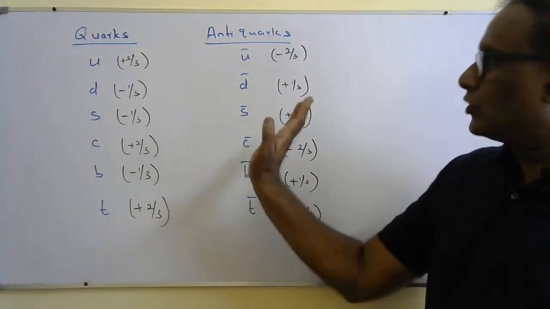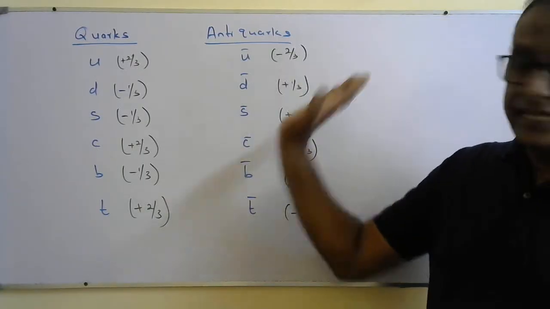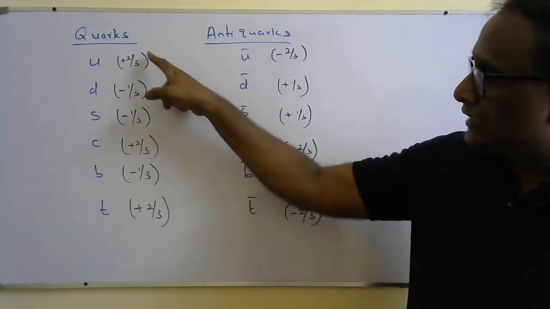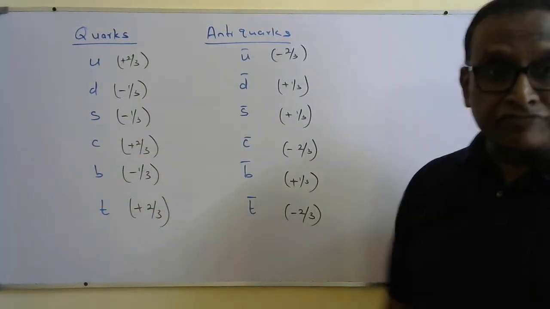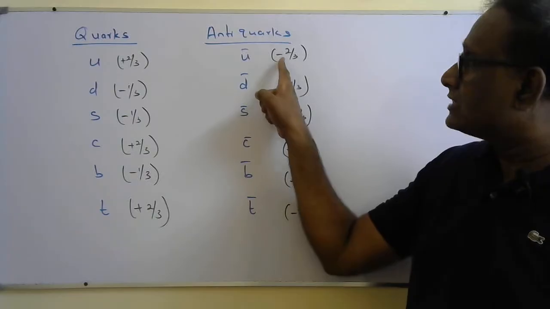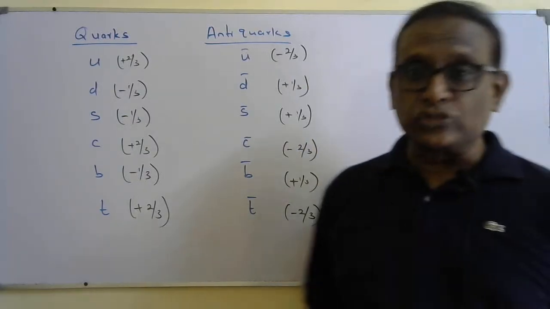So this table shows quarks and the relevant antiquarks. Up quark, down quark, strange, charm, bottom and top quark. So you can see the charges are fractions, not integers. But the up quark is +2/3, and anti-up is -2/3 in terms of electronic charge.